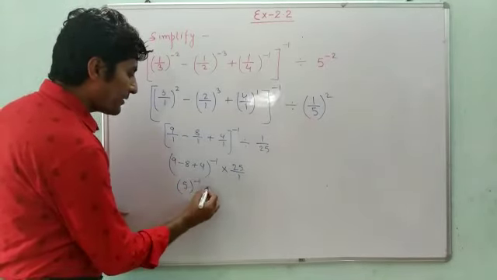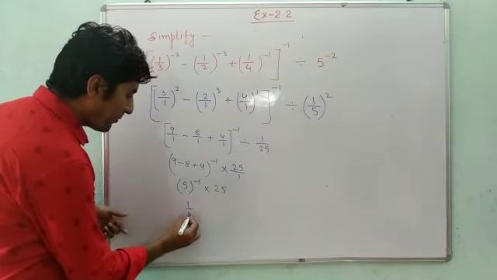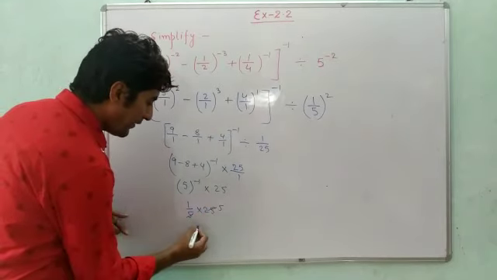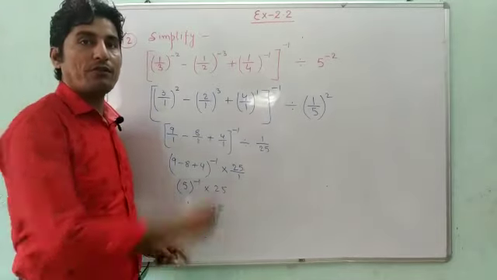And here we can write minus 1 multiplied by 25. 5 to the power minus 1 can be written as 1 upon 5 multiplied by 25. 5 5 is 25, and finally we are having 5. So this is the final solution for this question.